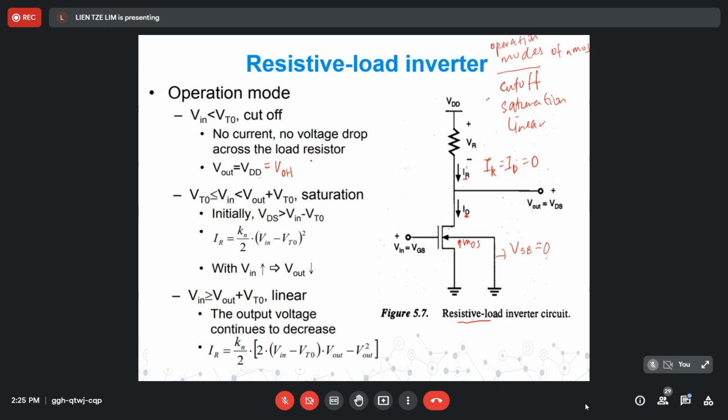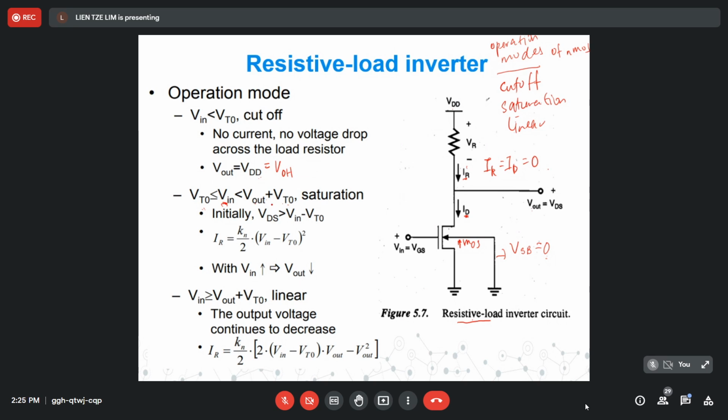When the input is slightly increased above the threshold voltage, but still not very high, it is in between the threshold voltage and V out plus VTO. If there is some value, you will know. What is meant by this, later maybe I will show you with the use of the VTC diagram.